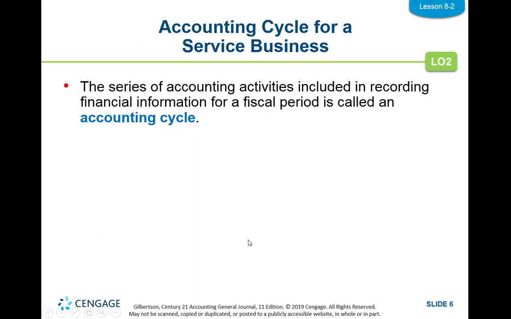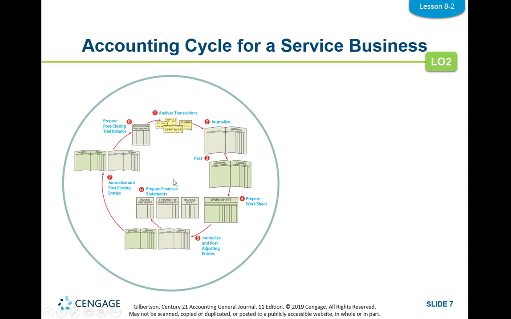So when we go through and complete our work for accounting, this is our last chapter in our first unit. Can you believe it? It took us a whole semester to cover one unit. We have done what is called an accounting cycle. An accounting cycle basically is activities included in the recording of the financial information for a fiscal period. So this is an example of our accounting cycle. You will need to know the steps of the accounting cycle.